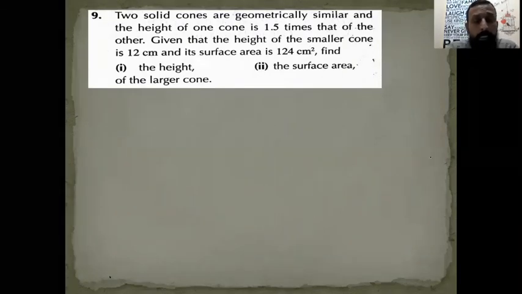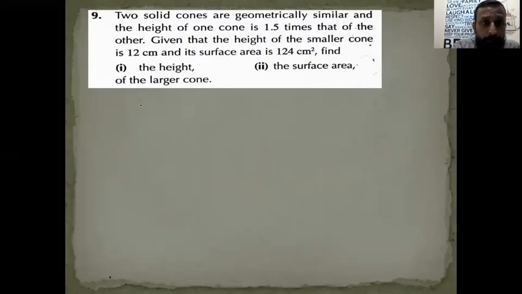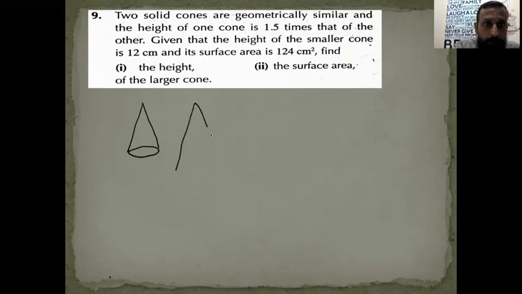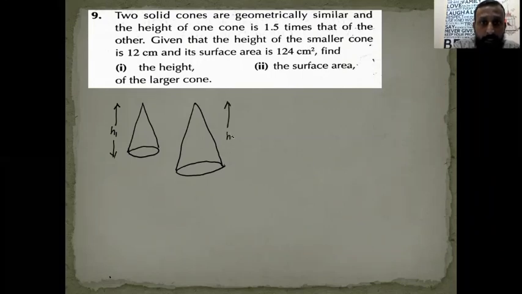So dear students, as there are no figures given, for our own understanding, we can draw two cones. This is a smaller cone. This is a bigger cone. Now, height h1 of the smaller cone, height h2 of the larger cone. Now, what are they saying about this?